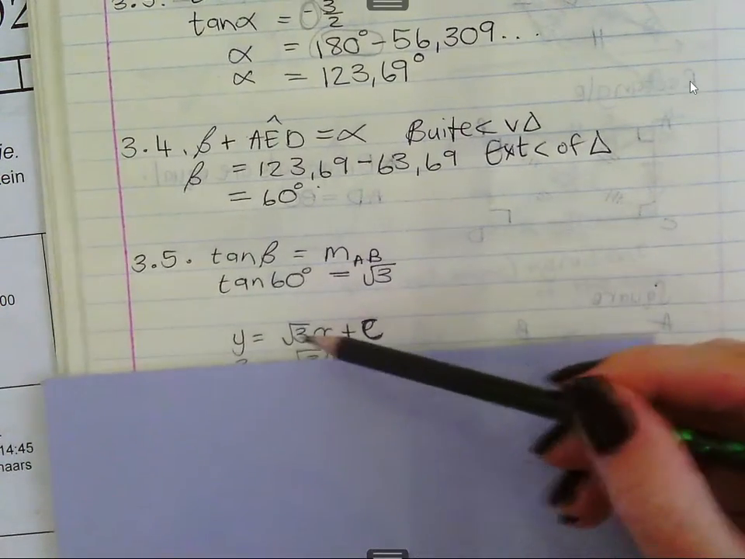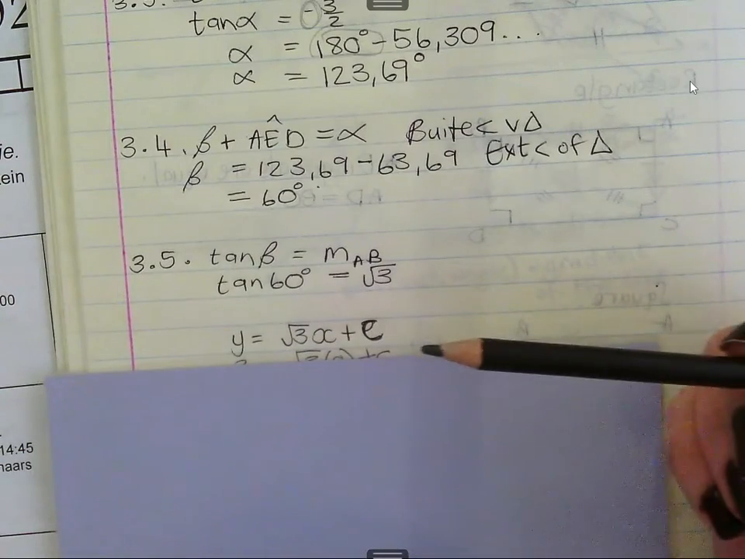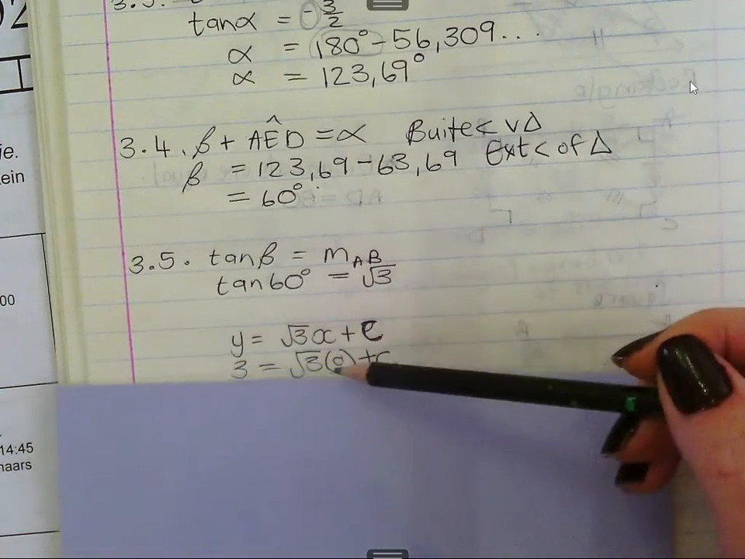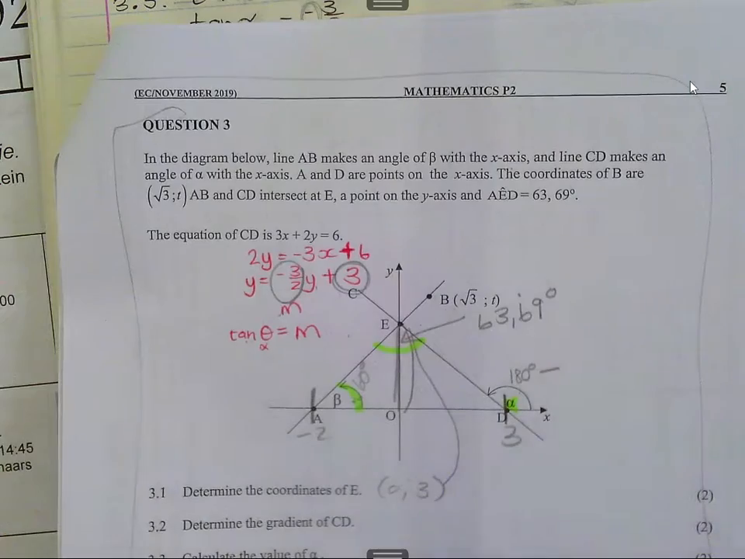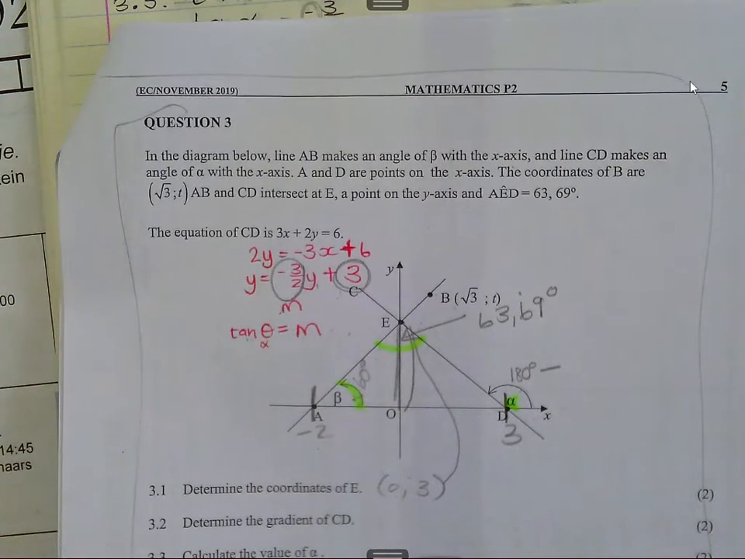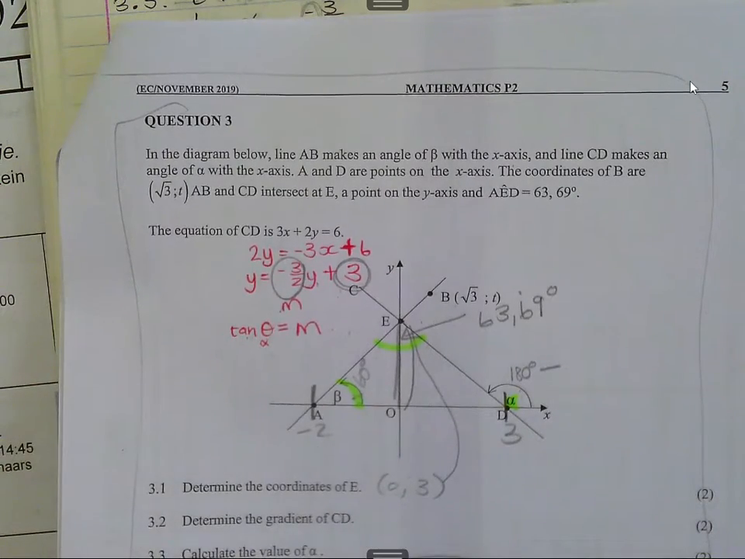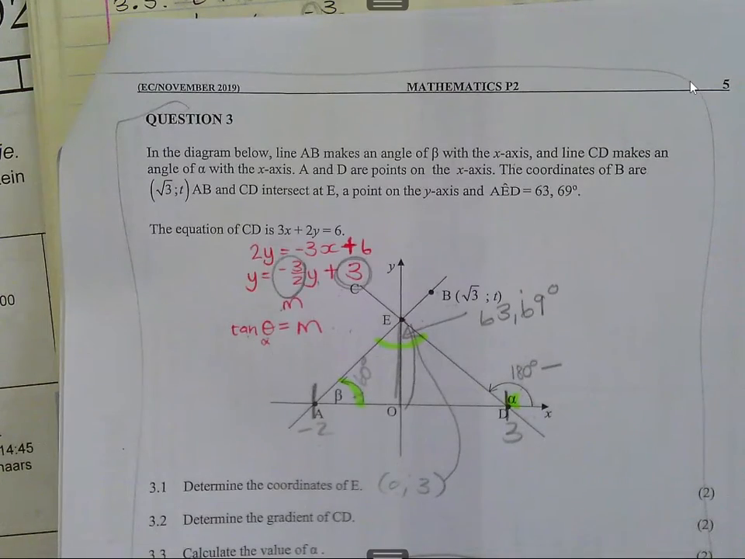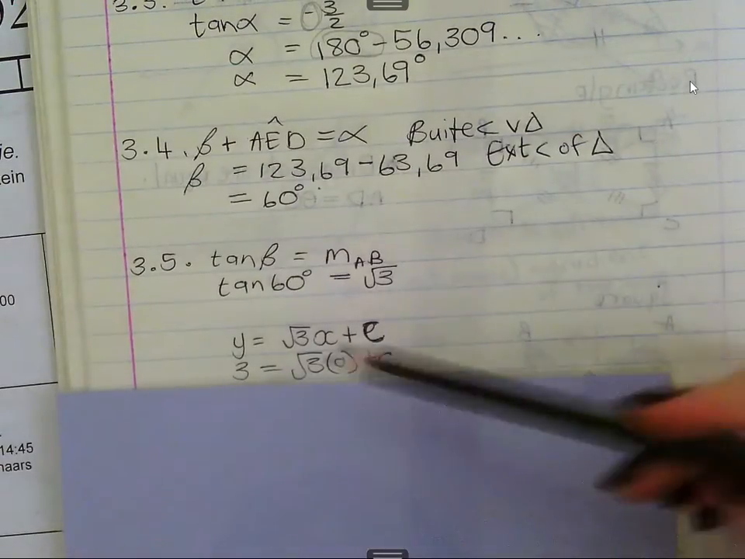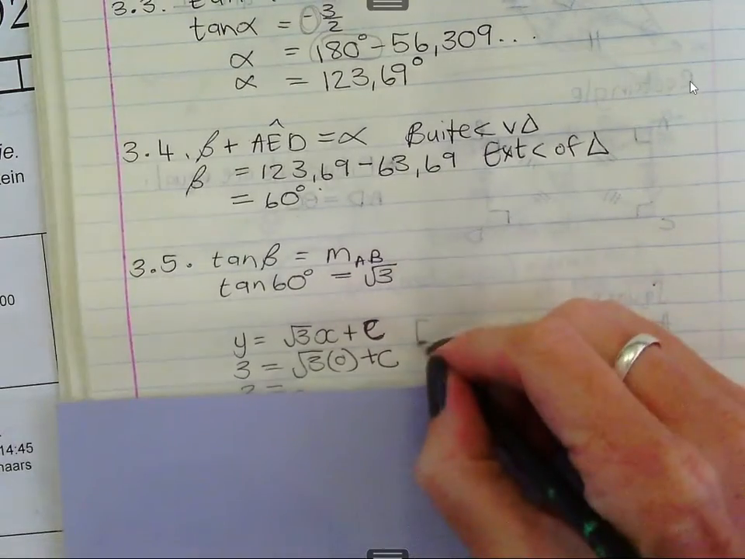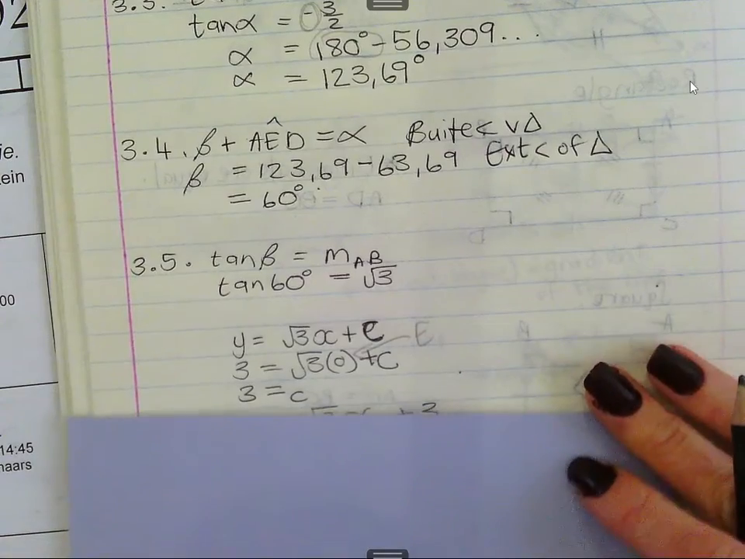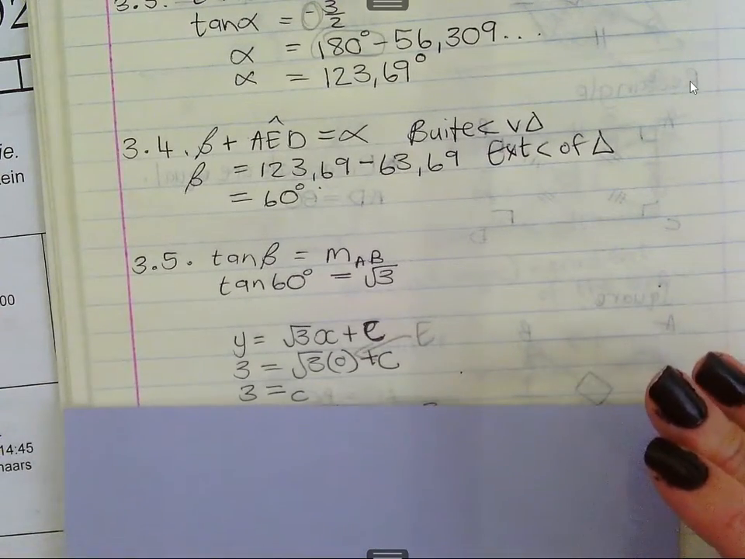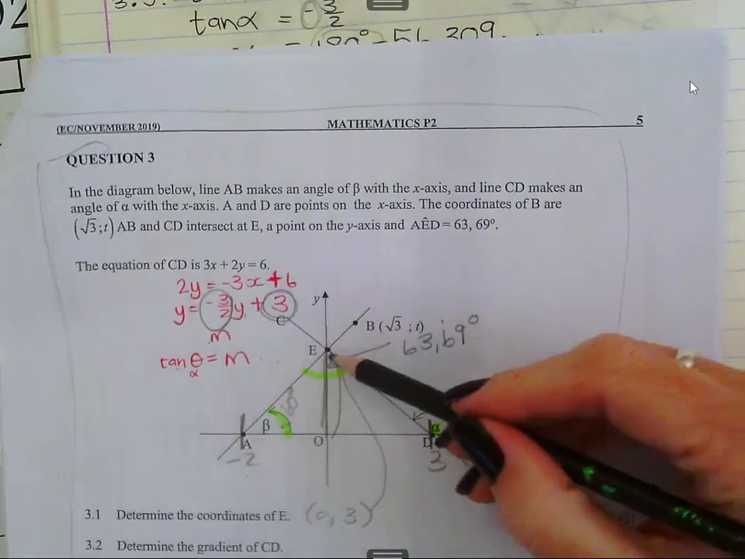So you have the gradient of the equation, and then one of two ways that you can calculate C. Either you can substitute that coordinate E. Does that make sense? When you've got the equation of a straight line and you've got either the C value or the M value, you get a coordinate, you put it into x and y, and then you can solve the other variable. So I put that E coordinate in the place of x and y, and then I find C to be 3.